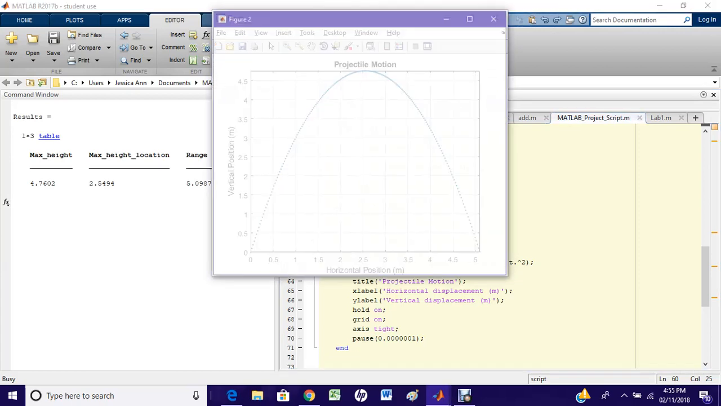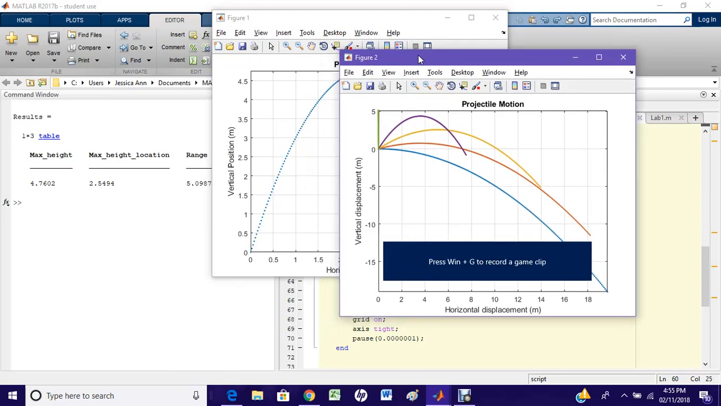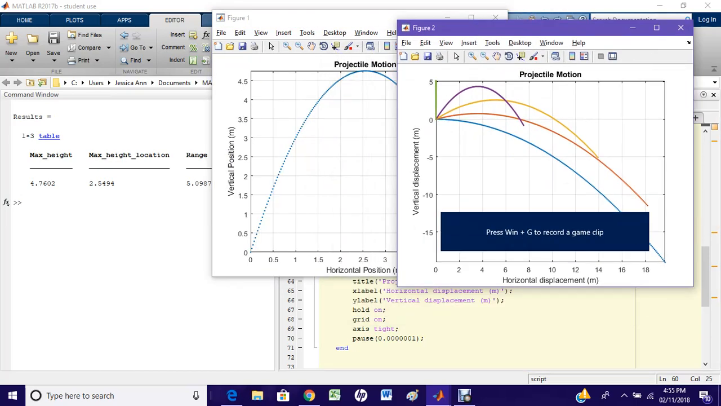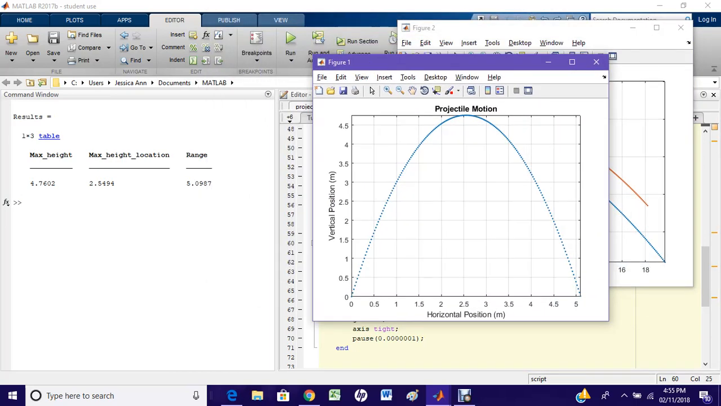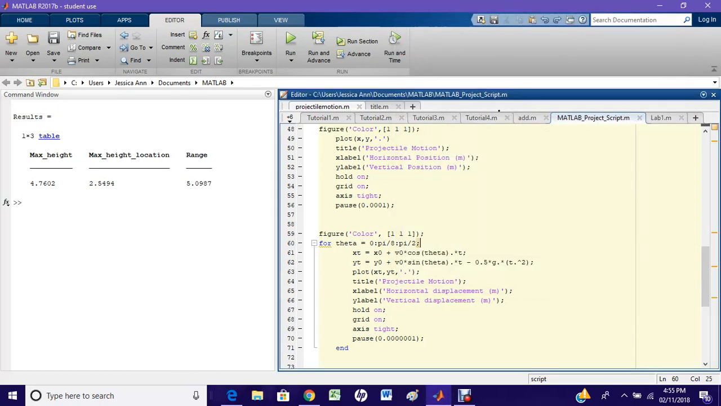And then it outputs this table. Here, this table shows me the maximum height, location, and the range of the projectile, which is also shown in this graph here, which the numbers correspond pretty evenly when you compare visually here. And this figure just shows the different trajectory paths at different angles at the intervals that I have specified.